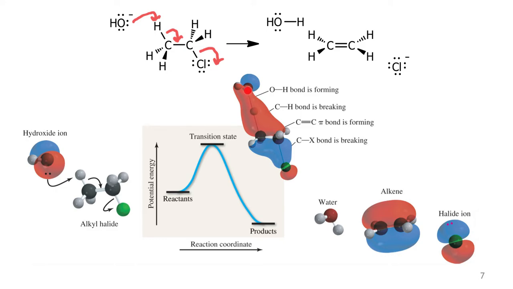And here is that forming bond between oxygen and hydrogen. Here is the breaking carbon-hydrogen bond. You can see that that orbital extends across both carbons, so we're starting to form a pi bond here on both sides of what's going to become a planar alkene, and we're starting to elongate and break the bond to the halide, and we ultimately form our products that we see there.